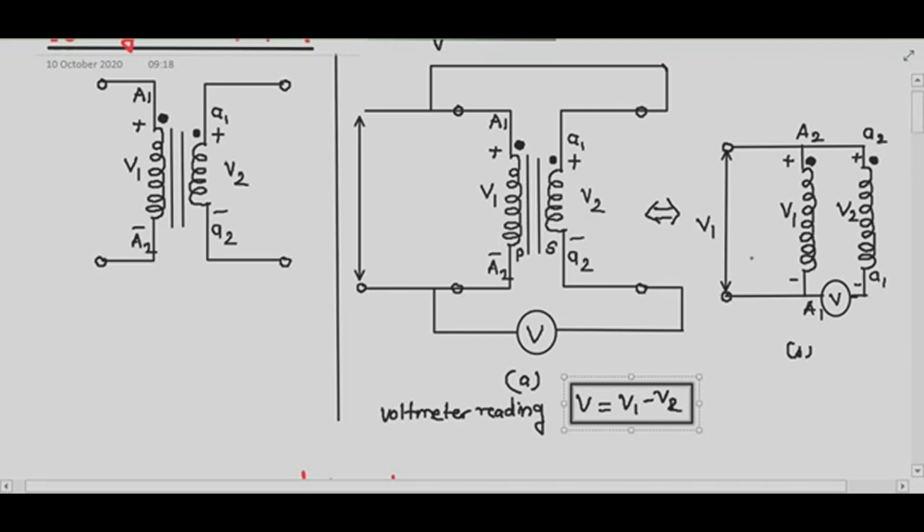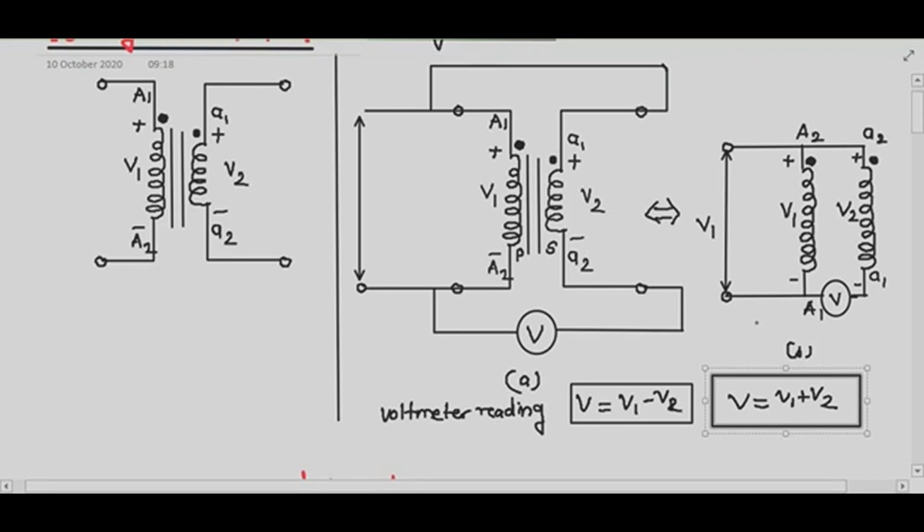And if the voltmeter reads V equal to V1 plus V2, it means that we have to change the polarity of one of the windings. So if the voltmeter reads V1 plus V2, then the polarity marking of one of the windings should be interchanged. In this way, the polarity of the two winding transformer can be identified.